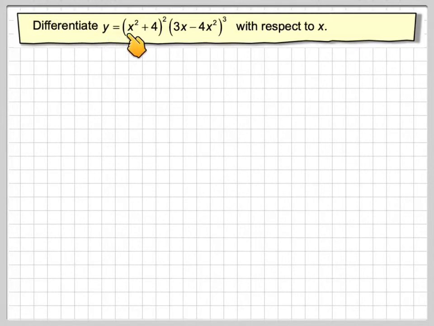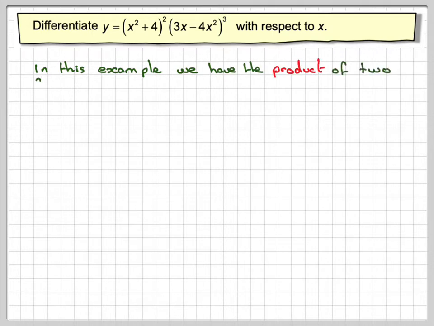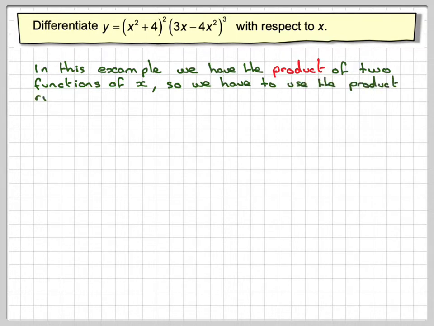Differentiate y is equal to (x squared plus 4) all squared times (3x minus 4x squared) all cubed with respect to x. Okay, in this example, we will have the product of two functions of x, so we will have to use what's known as the product rule.